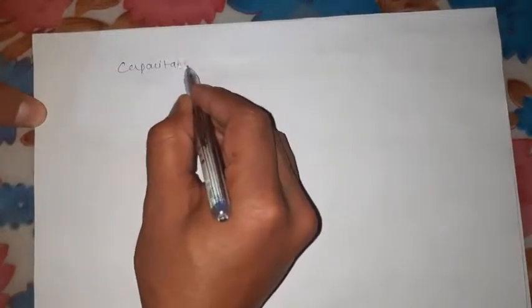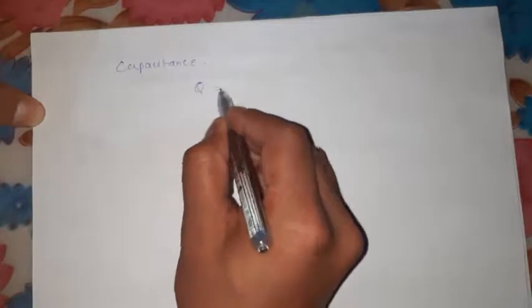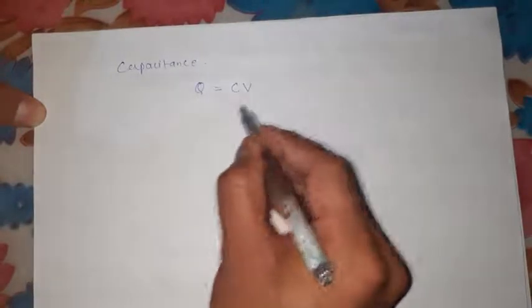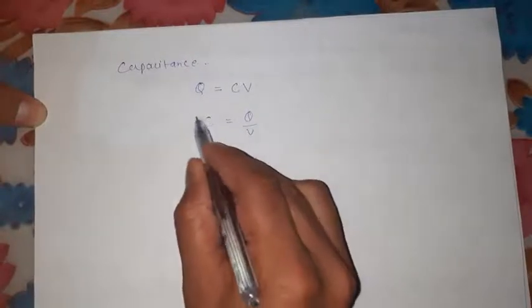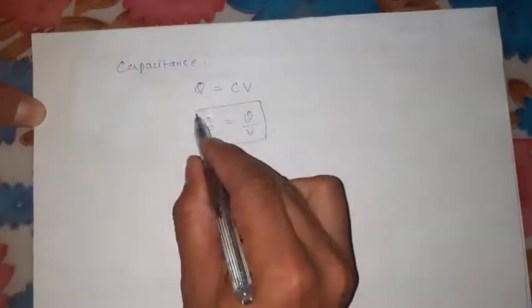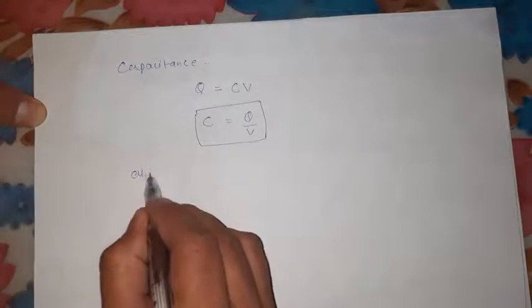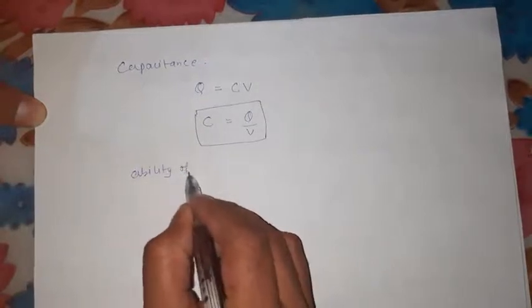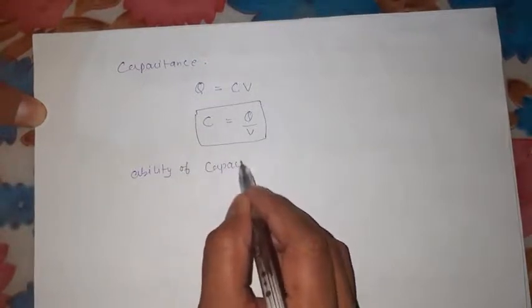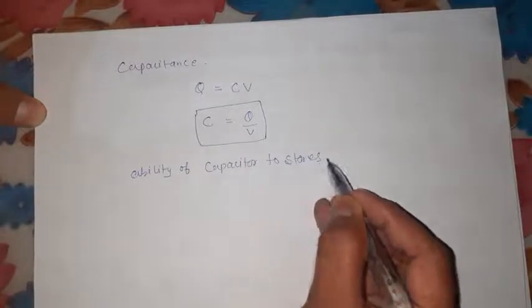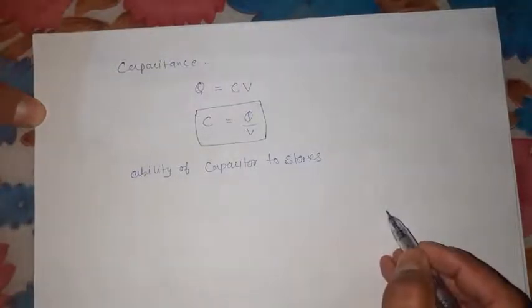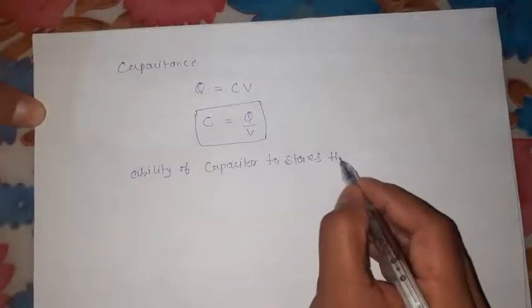So let us understand about it. Capacitance. As we come to know, the charge of the capacitor is given by CV, so C is equal to Q by V. So capacitance is what? It is the ability of the capacitor to store the charges.